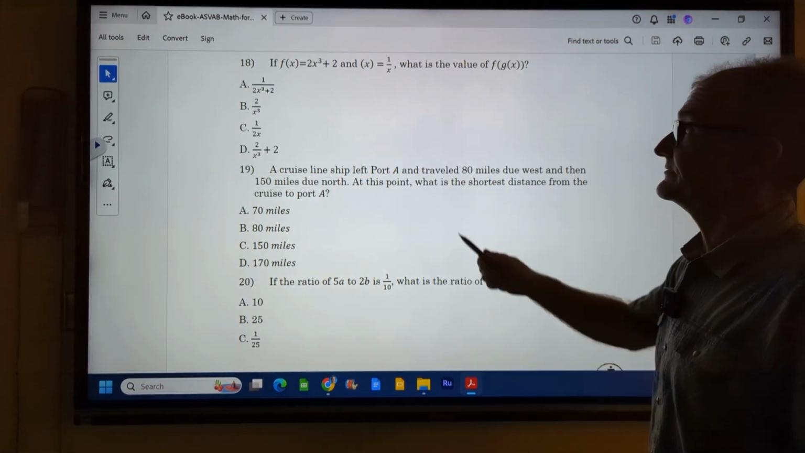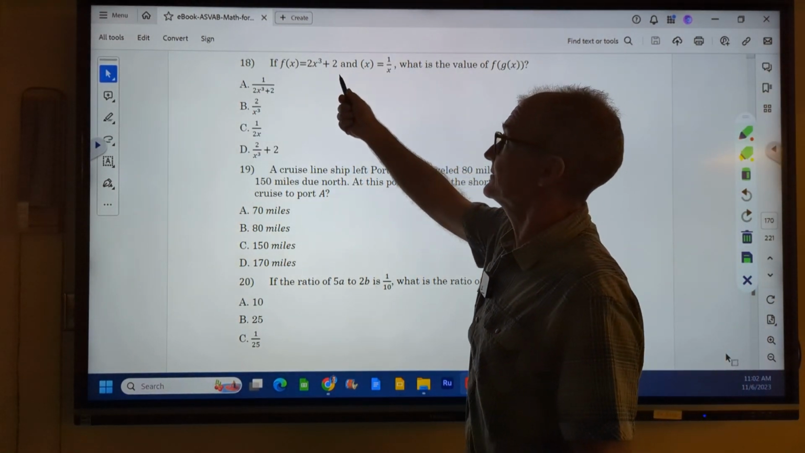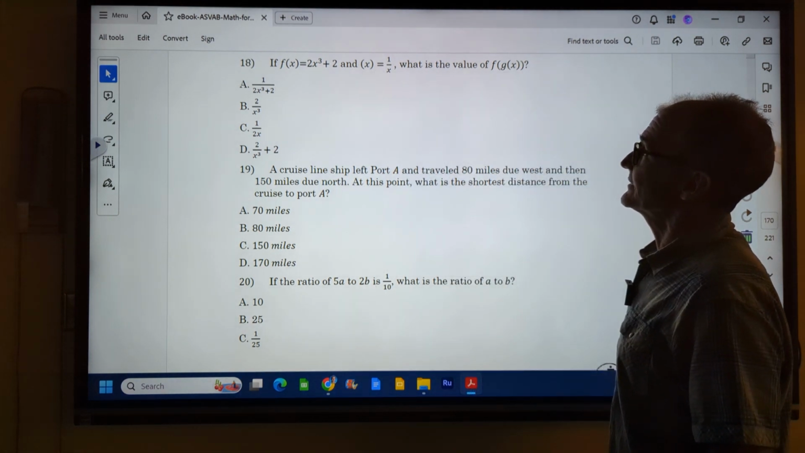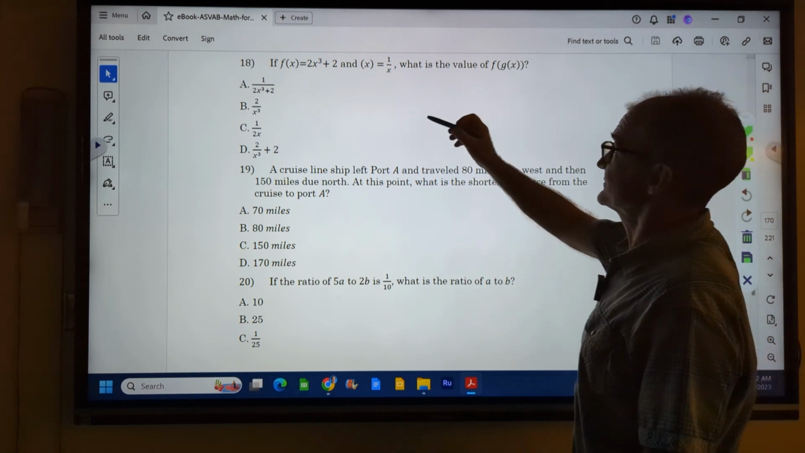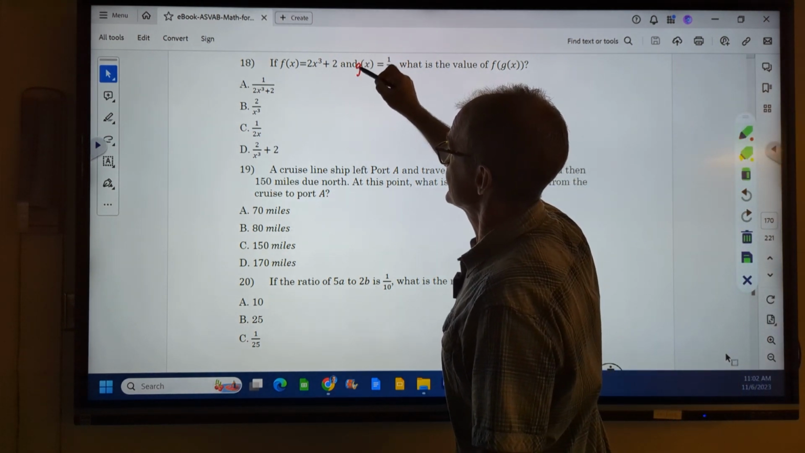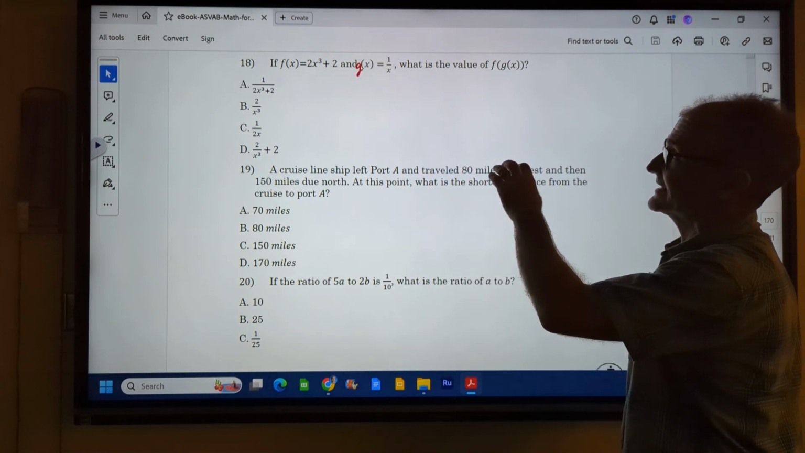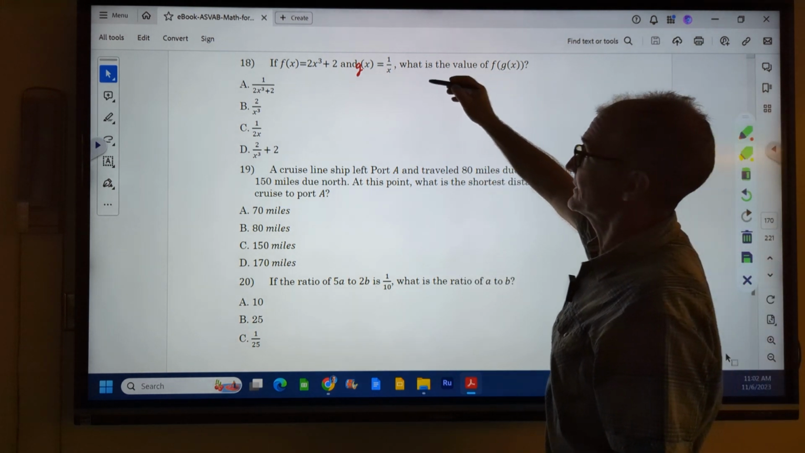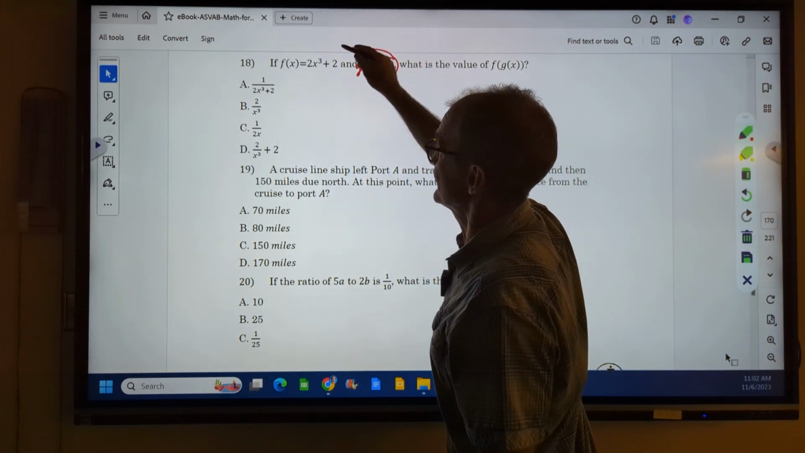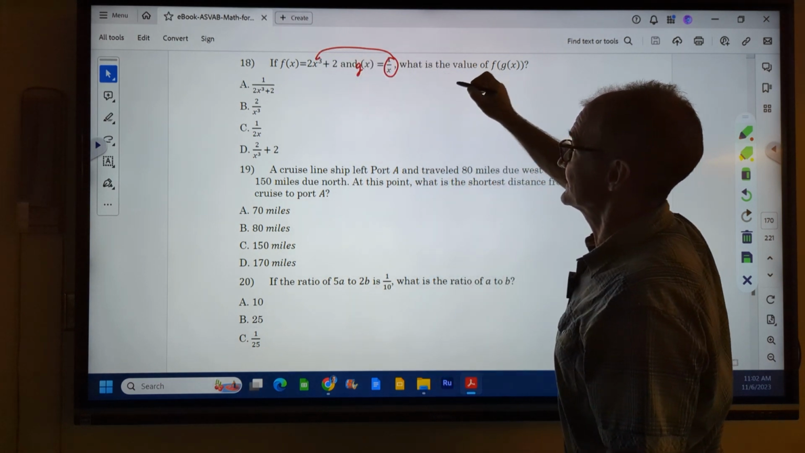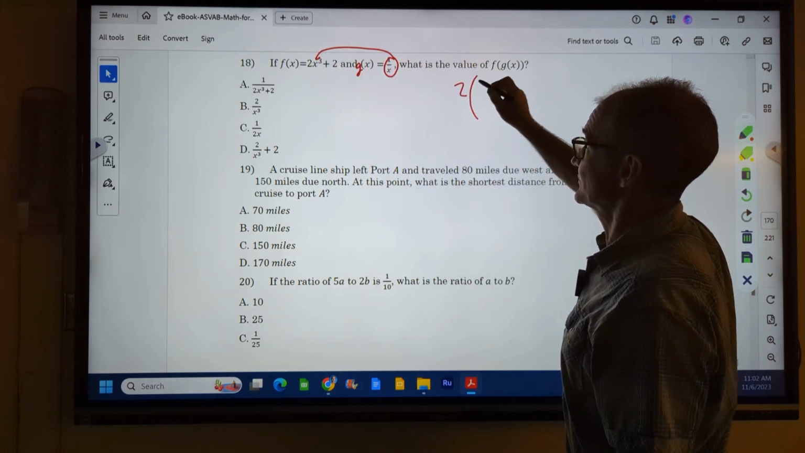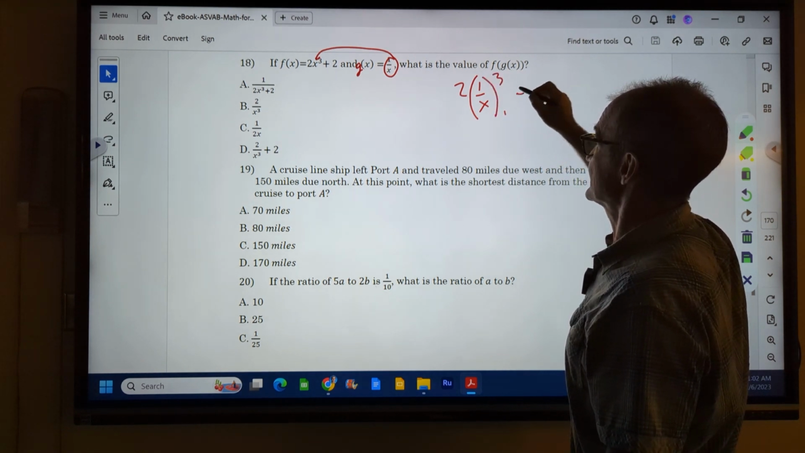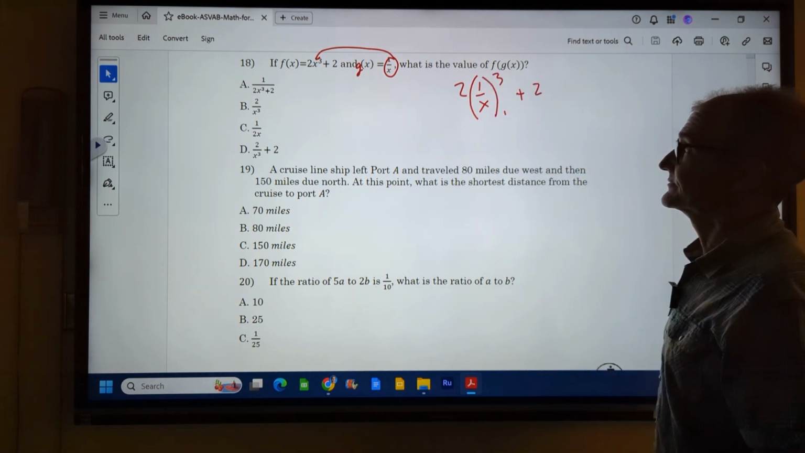Number 18, if f of x equals 2x to the third plus 2 and x equals 1 over x, what's the value of g of x? So this is actually probably a little bit of a typo. This is g of x. I'm going to take that value of g of x and plug it in. So I take that value of 1 over x and I put it in there to get 2 times 1 over x cubed plus 2.